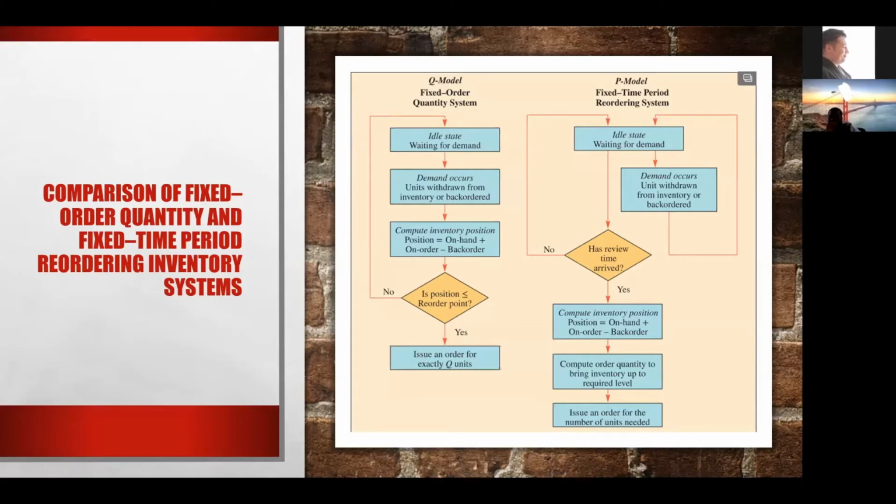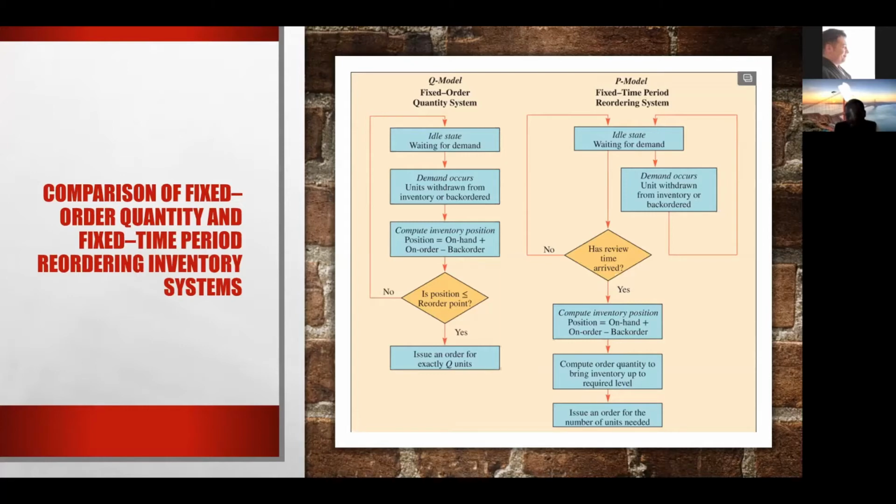So with the Q model, the system is idle, waiting for demand to occur, and captures the inventory position. So you do calculations on how many are on hand and how many are on back order, and if it's lower than your calculation, then you're going to order, or you're just going to say, okay, I still have plenty in my inventory, I don't have to order more products.